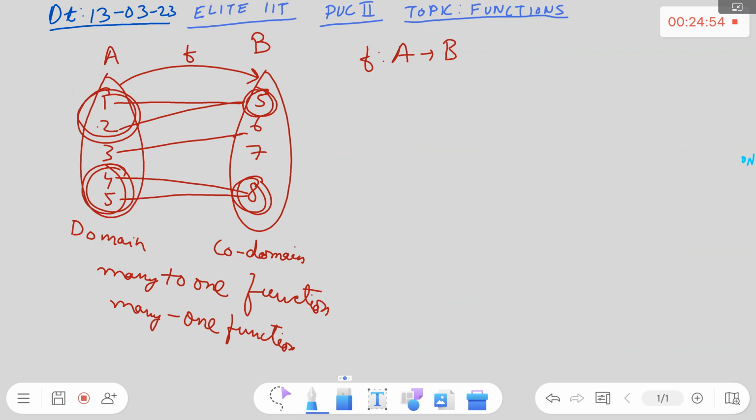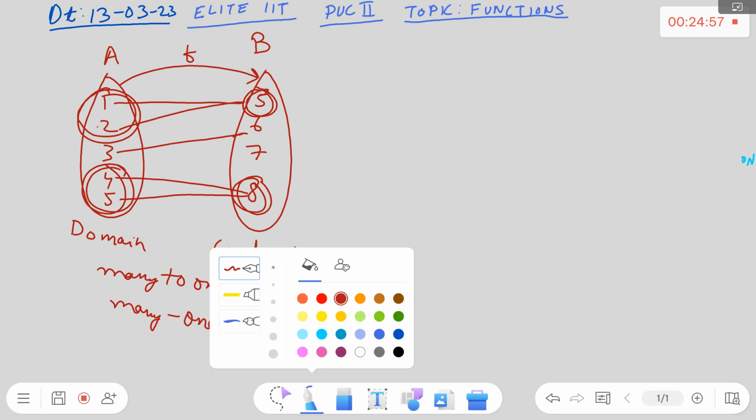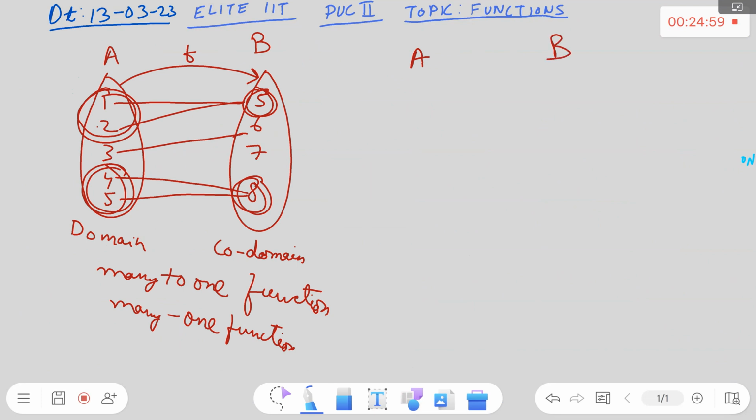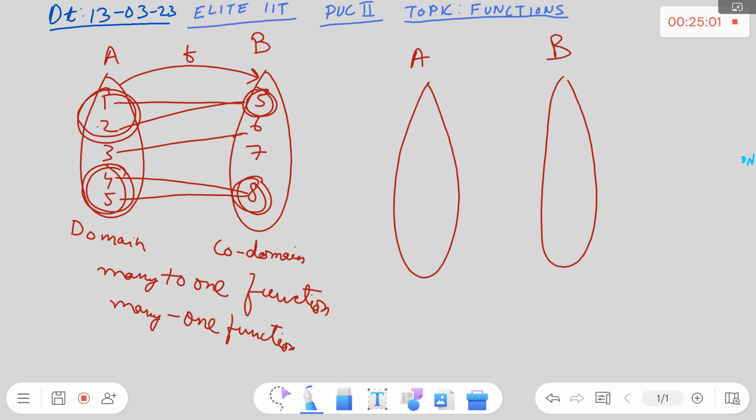Now, we can have a function looking like this. A and B, we can have a function now looking like this. Say 1, 2, 3, 4, 5, 6, 7, 8, say 9 here. Now, obviously, in a function, all of them must be included, isn't it? All the elements of the domain set must be included. All the elements of the codomain may not be included. Like 7 is not included in the function. 7 might not have a pre-image.